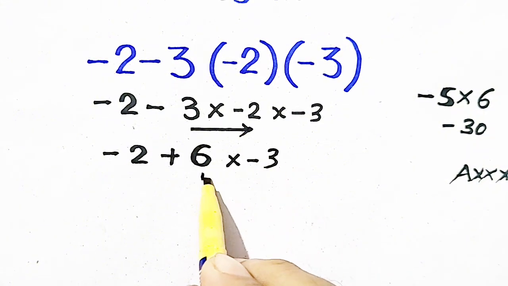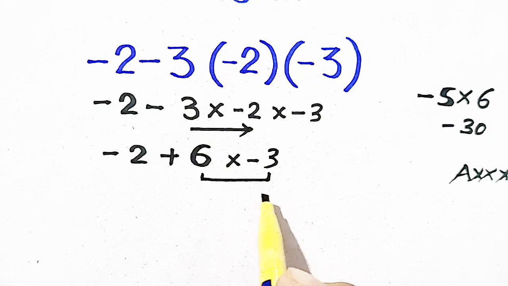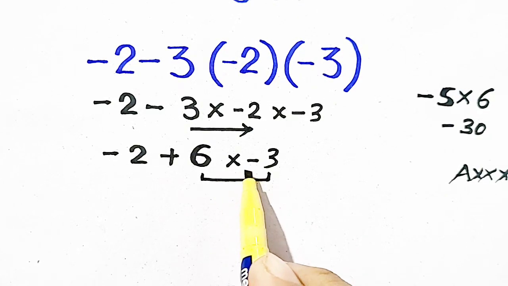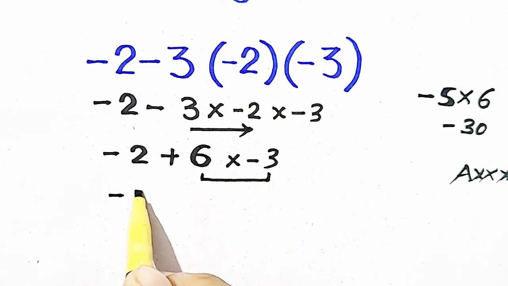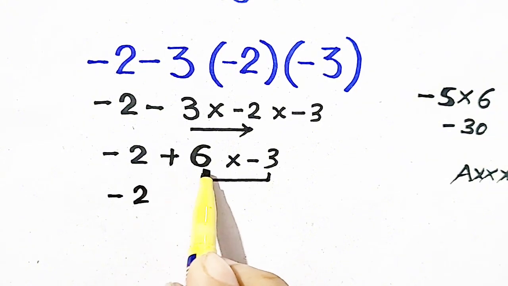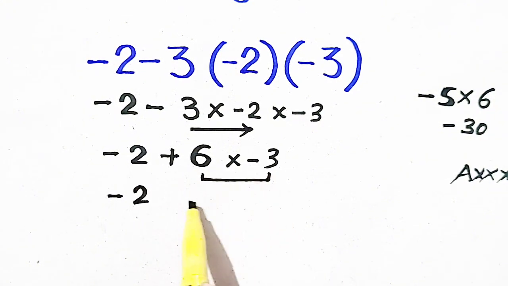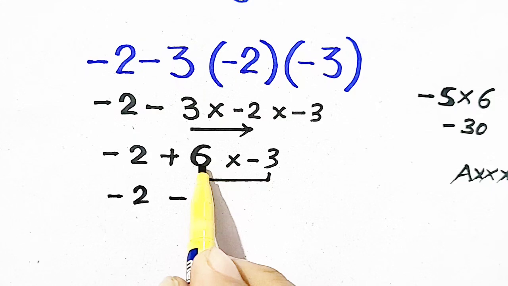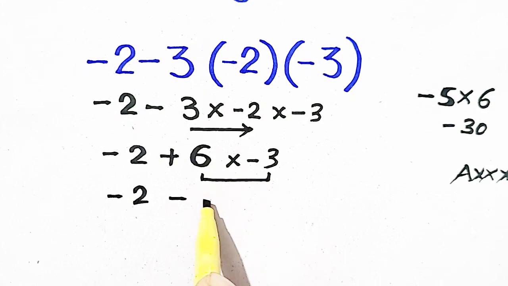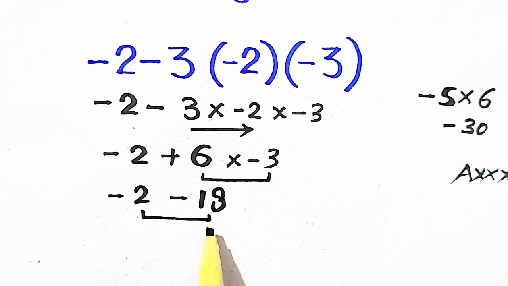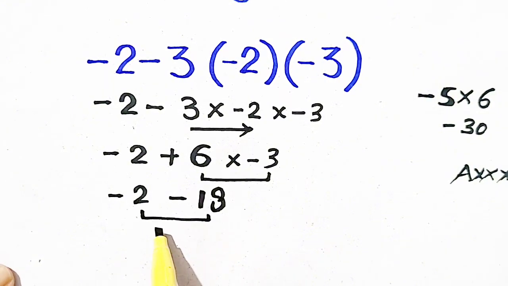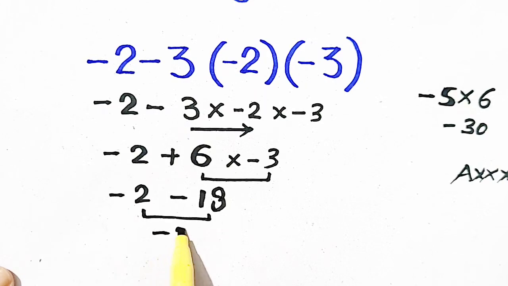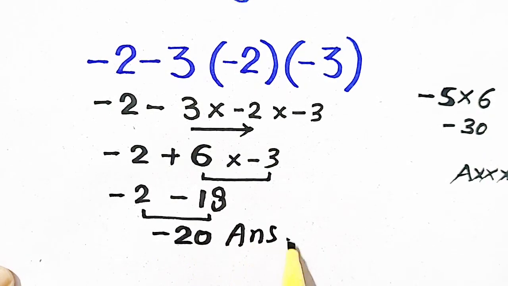Now again here is multiplication, so we have to solve multiplication first. We will get minus 2 and plus times minus we will get minus 6 times 3. It will be equal to 18. So here is simple: a step minus 2 minus 18, which is minus 20, which is our answer.